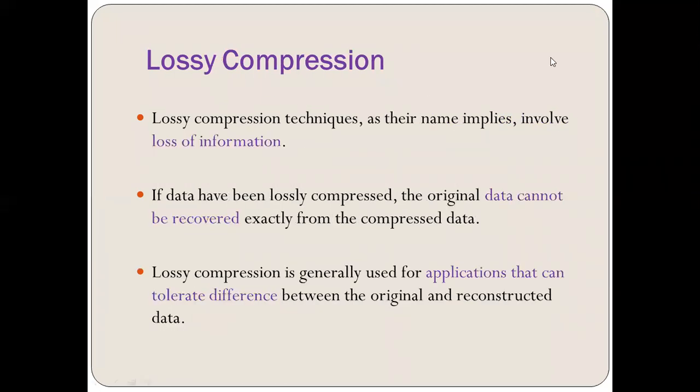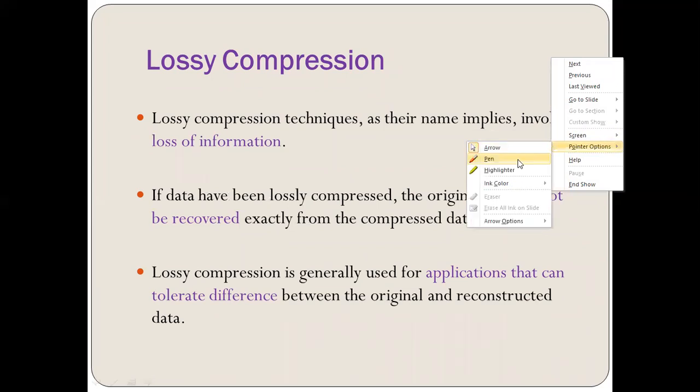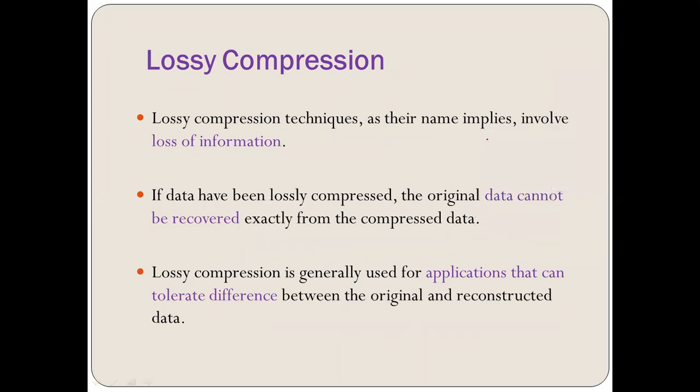Now, let's move to the second type, that is called the lossy. It is just the opposite. That means wherever we can tolerate the loss of information in the file, there we use the lossy compression. Whenever we get the decompressed file, it is not exactly same as the original data. That means if data have been lossily compressed, the original data cannot be recovered exactly from the compressed data. It will have certain loss of information, or it will have certain loss of bits. That is why it is called lossy compression.